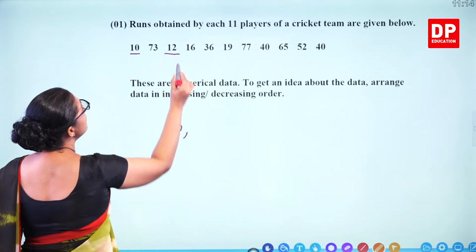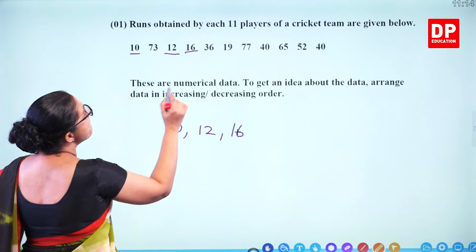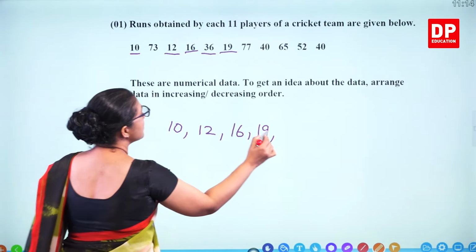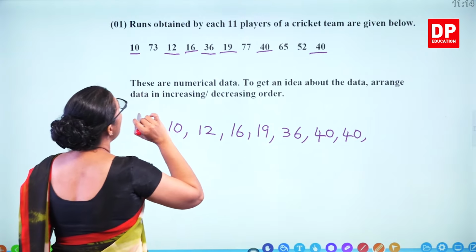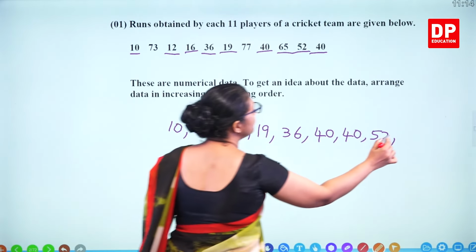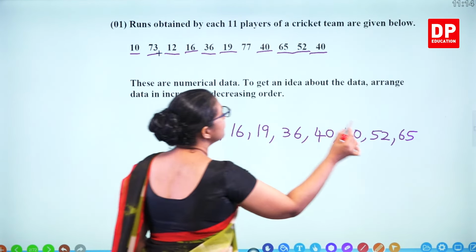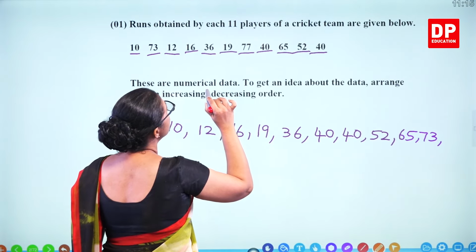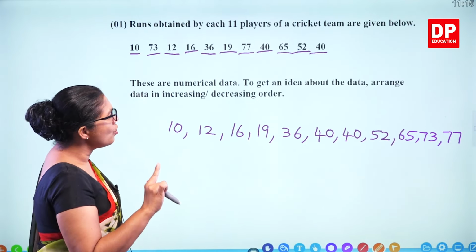and then we have 12, 16, then 19, 36, 40 twice, and 52, 65, 73, 77 is the last value. So this is in increasing order, smallest to largest.